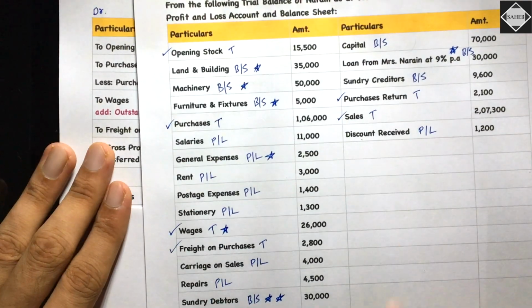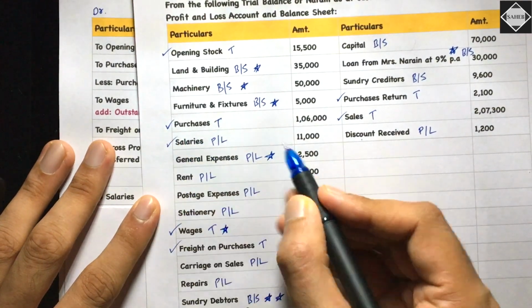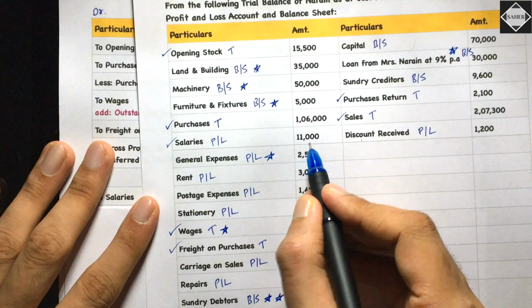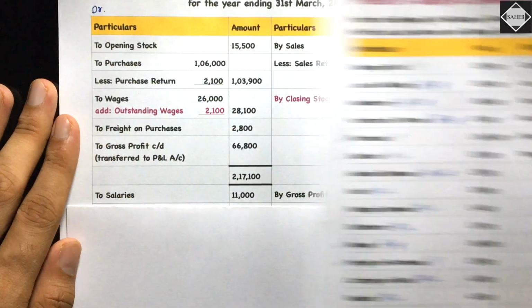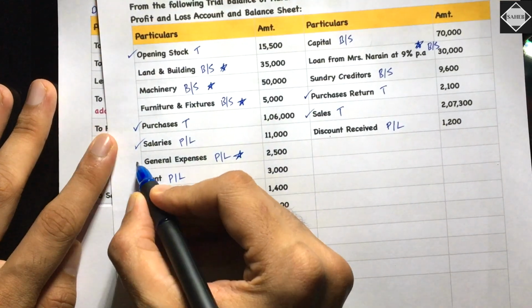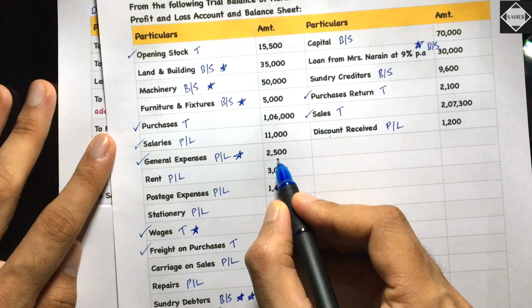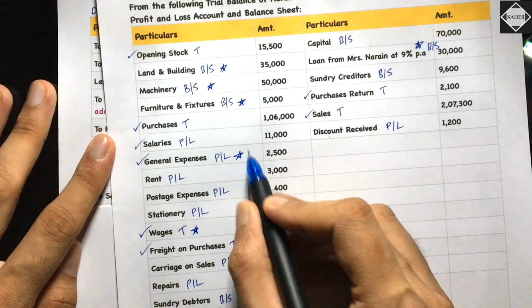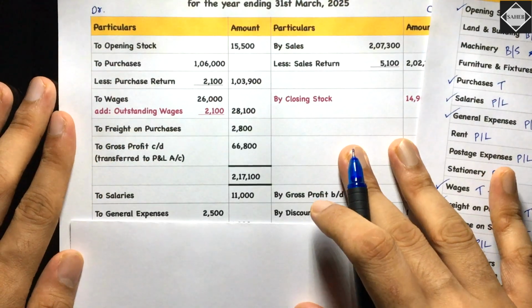Check for P&L items. The first item you have is salaries. Let's just take it. Is there any adjustment? No adjustment. 11,000 easily you can take. Next, what do we have? General expenses. Let's take it. How much? 2,500. We have to take this in inner column because there is an adjustment. Yes, let's just take 2,500.